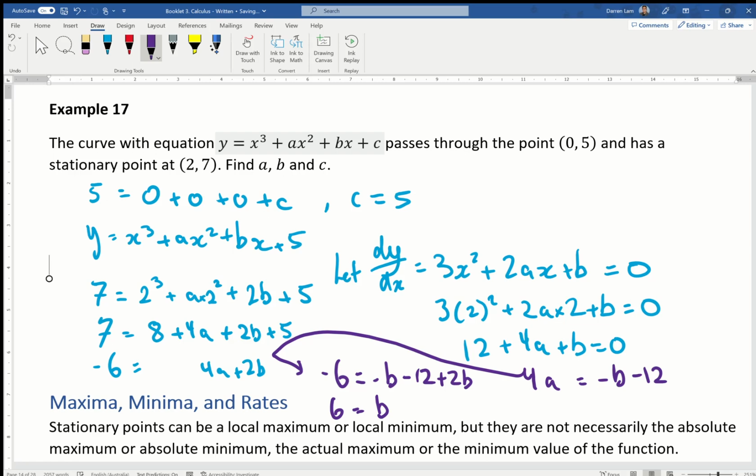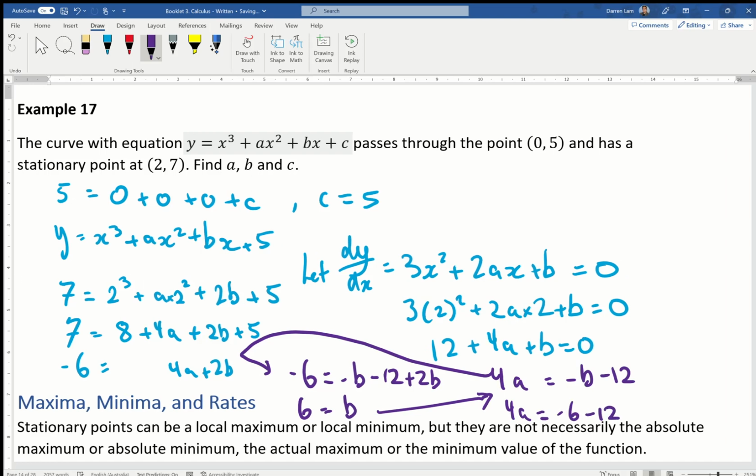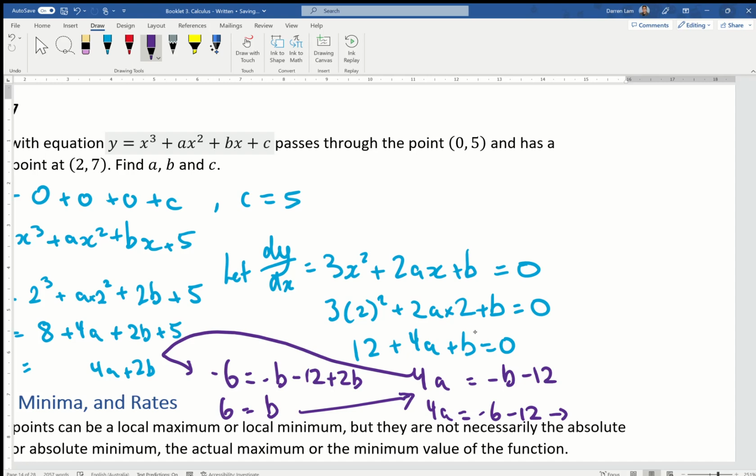Done? Why not? Thank you very much. We need to find a as well, and preferably you need to say a, b, and c equals etc. So to find a, I'm going to substitute b back into one of the equations. And that gives me 4a equals negative 6 minus 12, which simplifies into a equals negative 9 over 2. So now I'm going to write therefore. It's not pretentious to write therefore, by the way. a equals negative 9 over 2, b equals 6, and c equals 5.